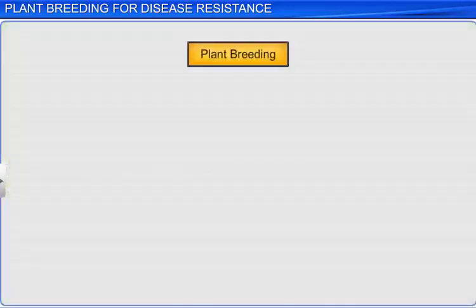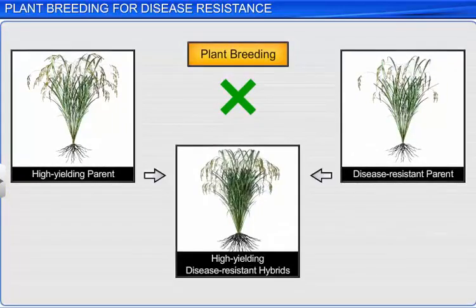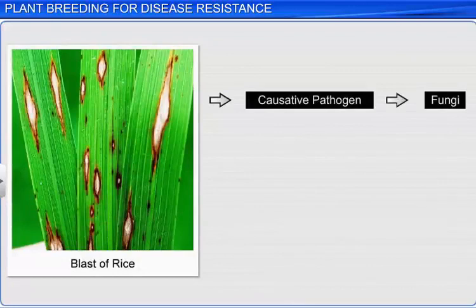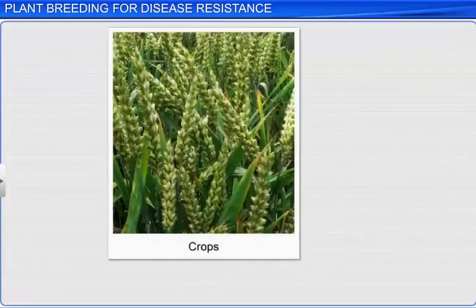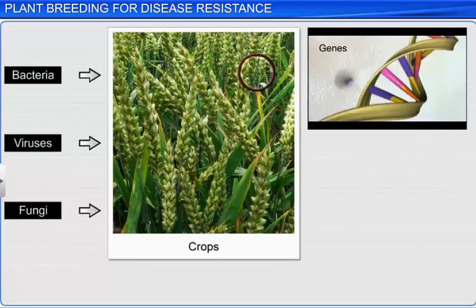In such cases, plant breeding can be used to develop crops possessing resistance to a particular pathogen, provided the causative pathogen and its mode of transmission is known. Resistance can be defined as the crop's ability to prevent a pathogen from attacking it, and is determined by the genetic makeup of a particular crop.